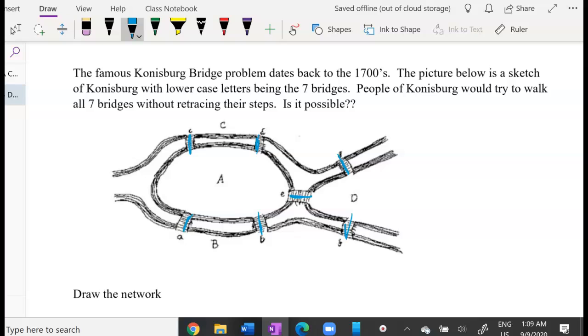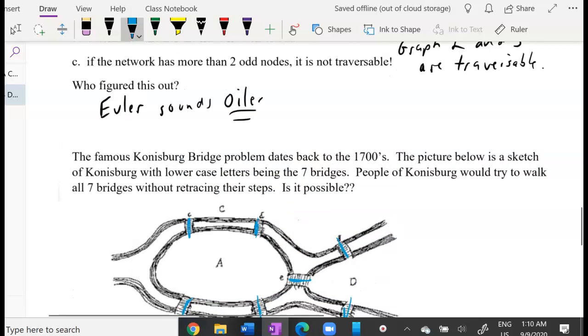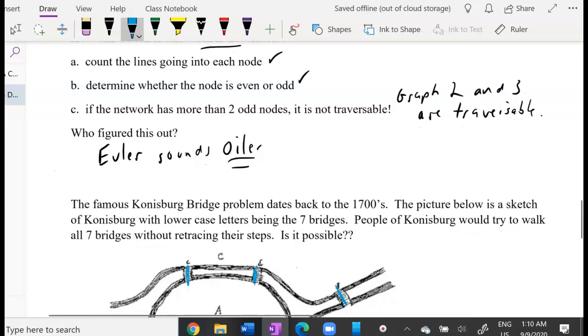Okay, there's 7 bridges. And what the people of Konigsberg used to do was they would walk through the city and walk across these bridges and sort of make a game out of it and try to figure out if they could walk over all of the bridges without going over any bridge twice. So they basically were asking themselves, before they even had the language for it, is this network of bridges traversable? And so we're going to figure out the answer to that question using Euler's rule that we found here in steps A, B, and C.